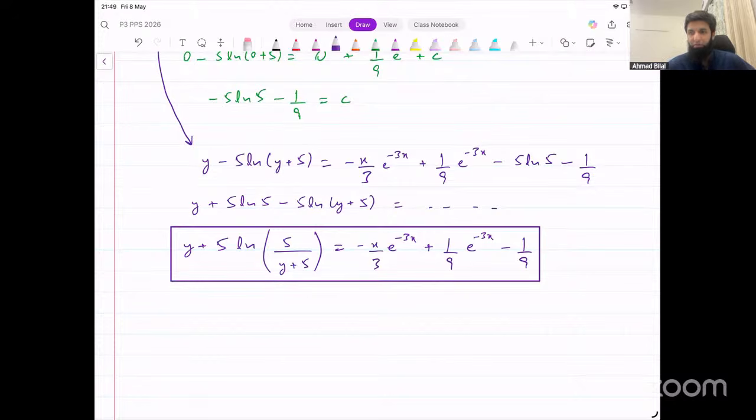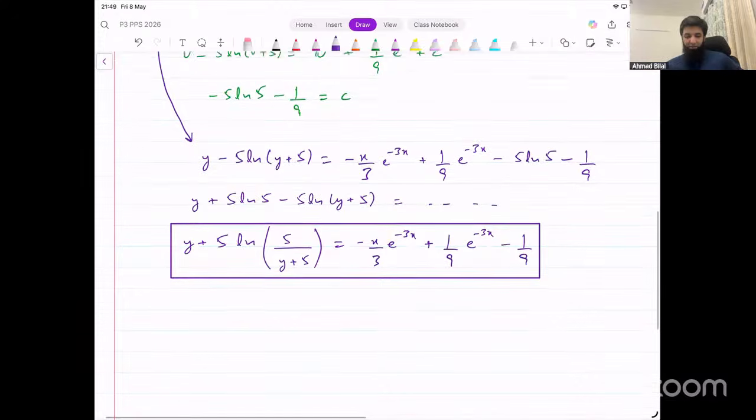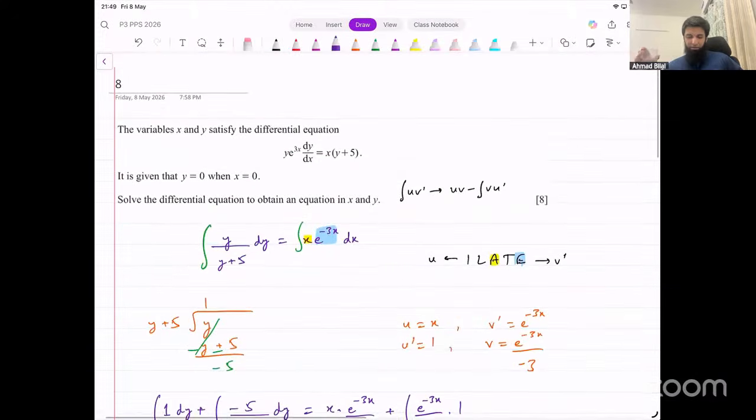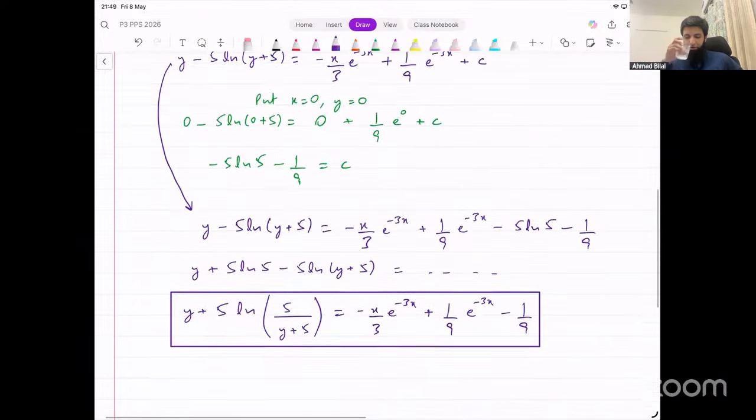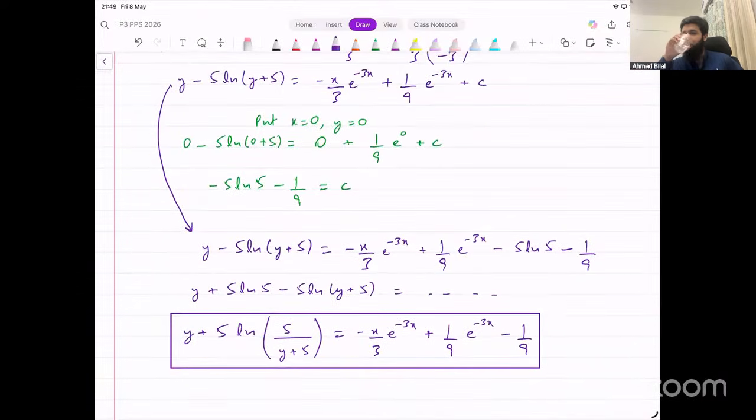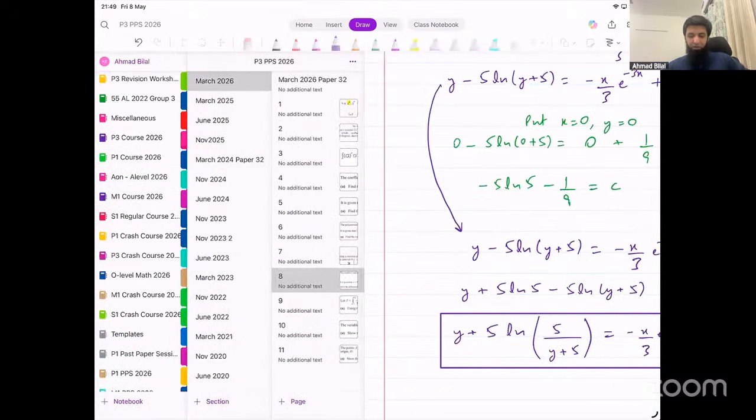That's an equation in terms of x and y, and we have simplified the logs as well. We've converted them to a single log like this. That was this differential equation question, not that difficult. It was 8 marks. Okay, let's move on to the next one now.